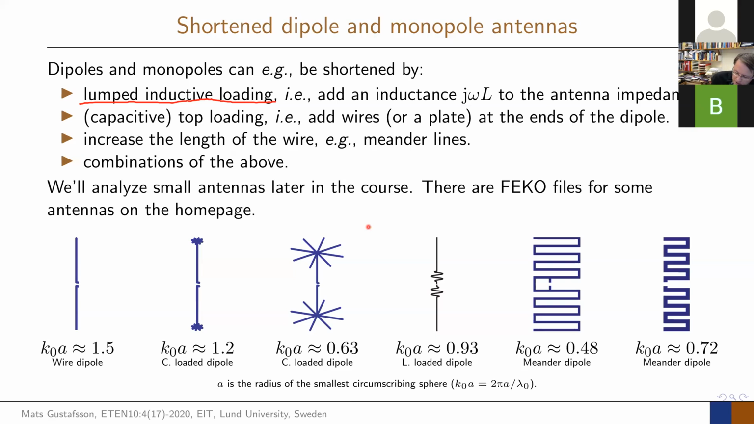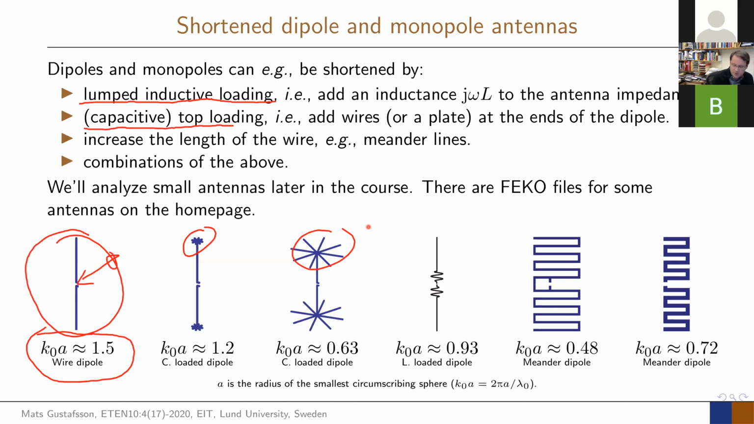You can do something that's called capacitive top loading. So in this case you start adding things on the top here, and that again lowers the resonance frequency. The numbers that you can see here are what's called the electrical size, ka. What that measures is how big this is if I put a sphere around it, so it fits within the sphere. The radius here is the radius of this circumscribing sphere, and k is the wave number. So ka is that radius times 2 pi divided by the wavelength.